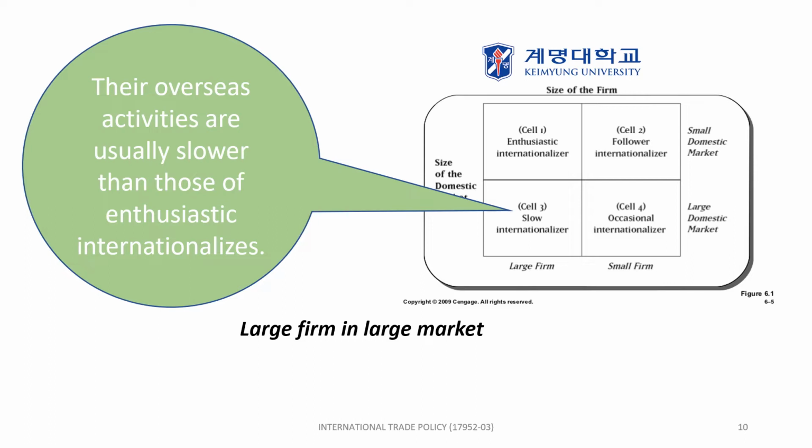For example, Walmart. Walmart's pace of internationalization is slower when compared to its two global rivals based in relatively smaller countries, like Carrefour of France and Metro of Germany.